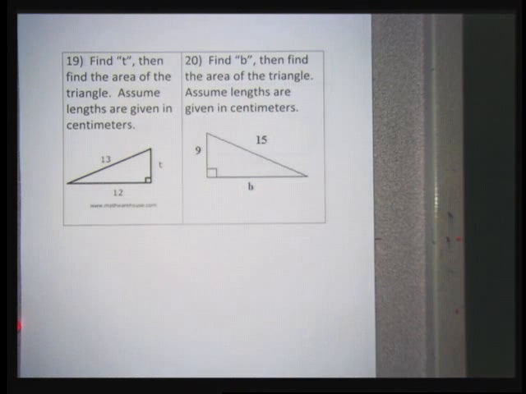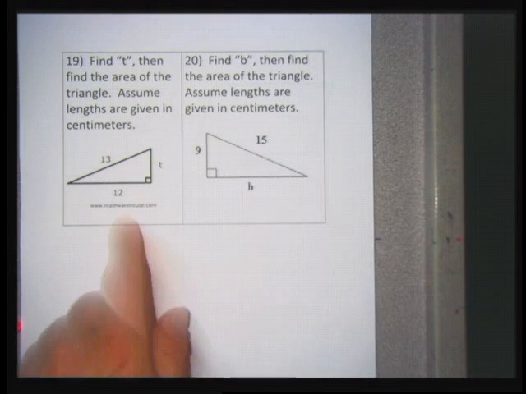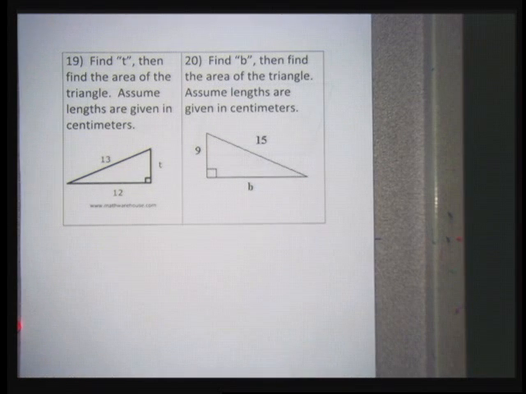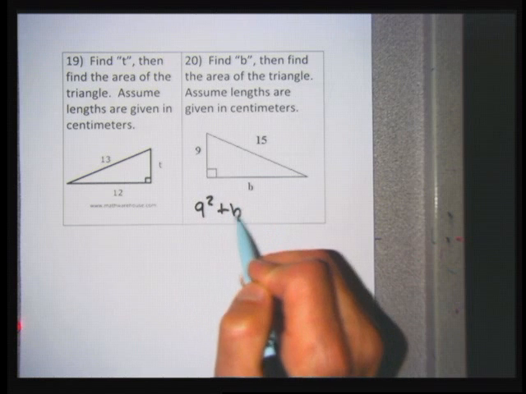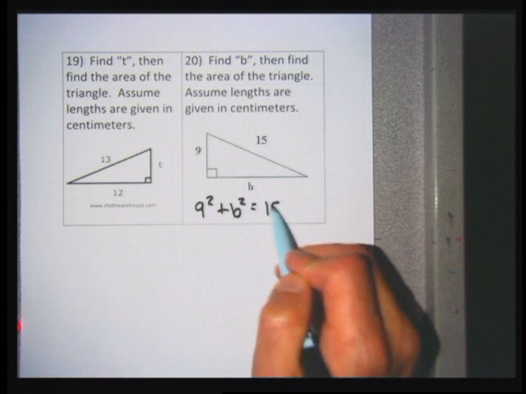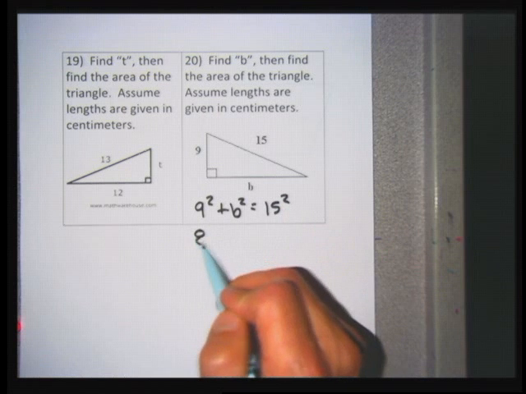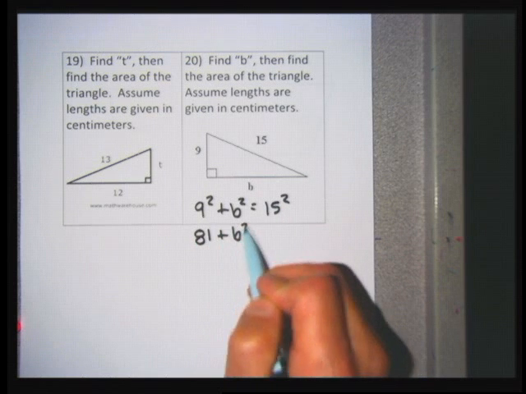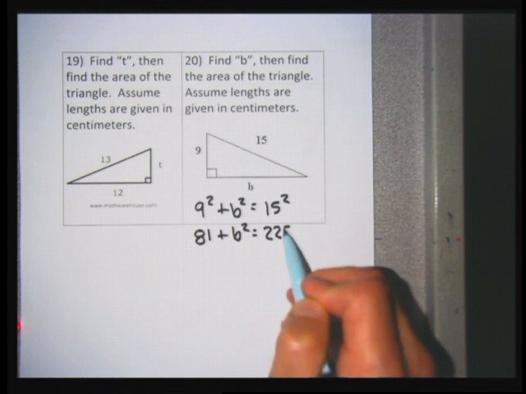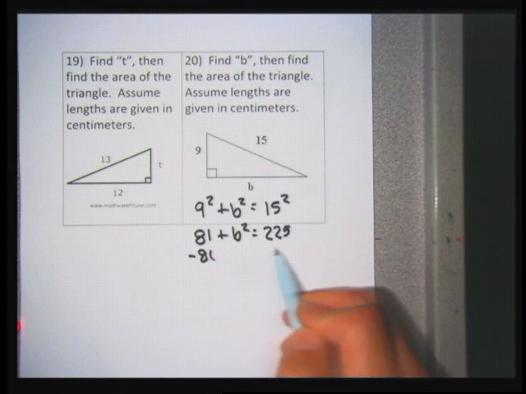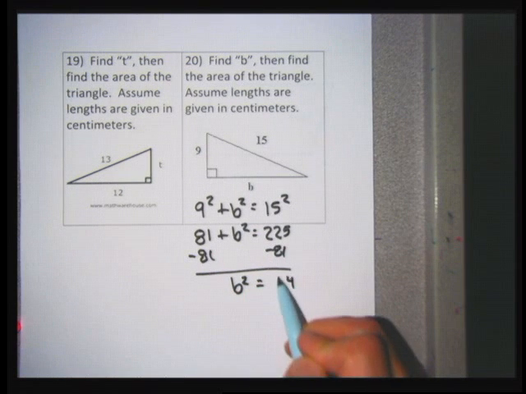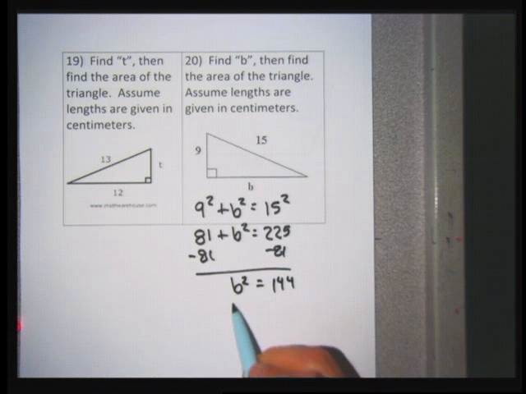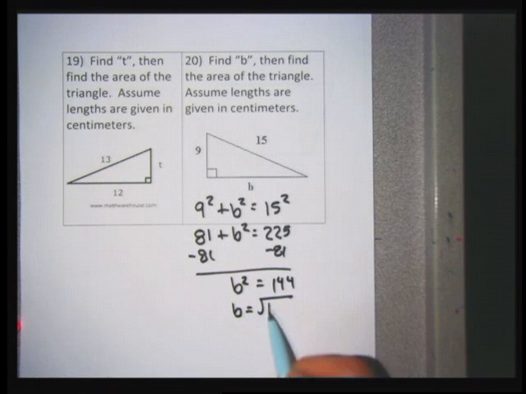My problem and your problem are essentially the same. You can tell I got yours from mathwarehouse.com. First I'm going to find B. So first you're going to find B. I'm going to start off by going 9 squared plus B squared equals 15 squared. So I'm going to get 81 plus B squared equals 225. And then minus 81 minus 81, B squared equals 144. So B is the square root of 144.